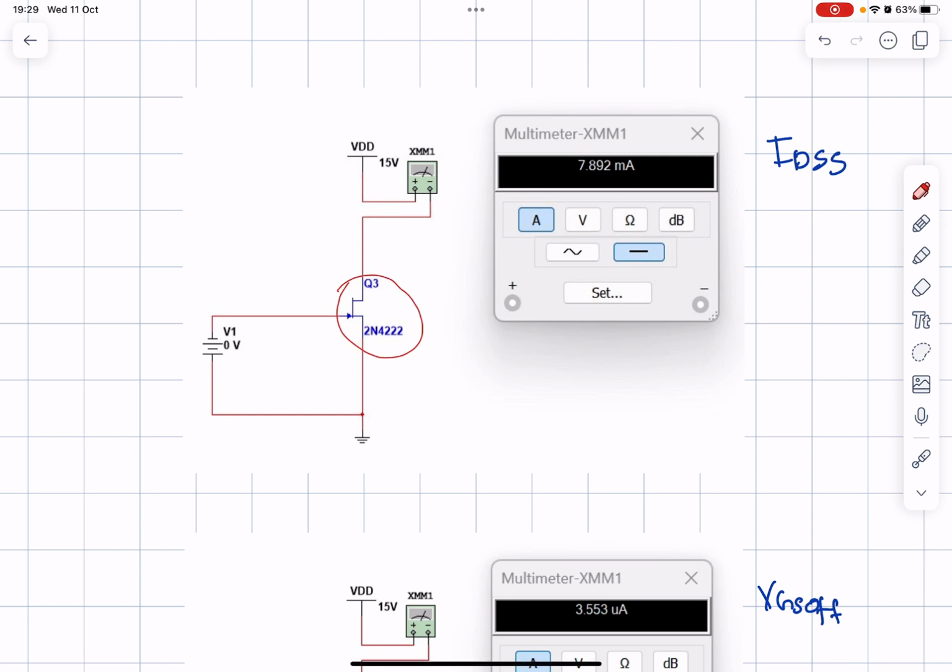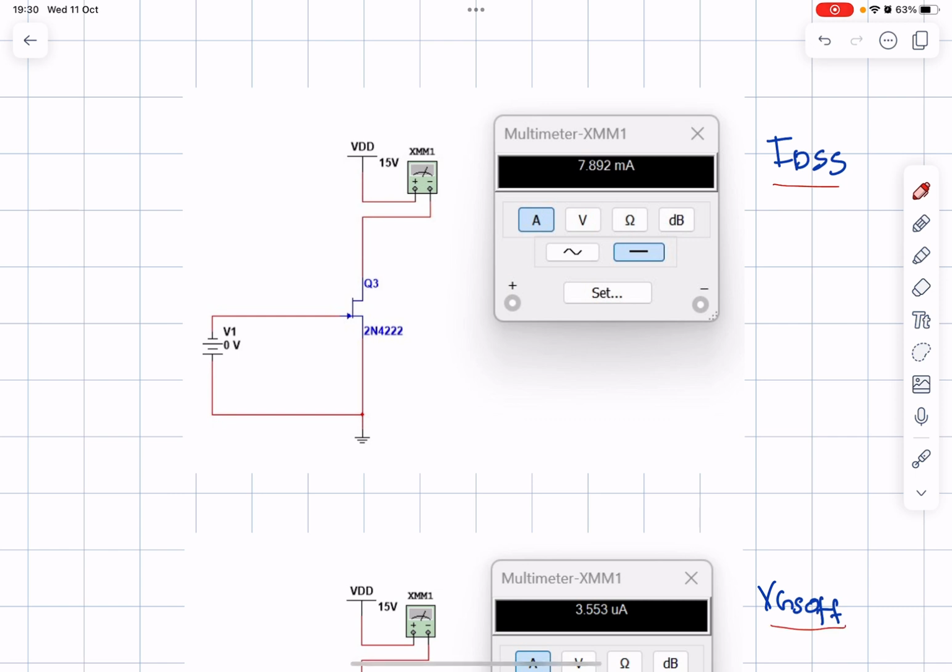Today we are going to look into an FET transistor with the 2N422 model. This is the model of the transistor that you used in Multisim for your lab number 8 and lab number 9. For this transistor, let's say for example, the IDSS and the VGS off are not given. So you can use Multisim or do it in practical to check how much the IDSS is and how much your VGS off is.